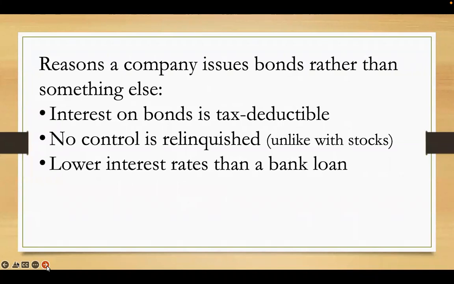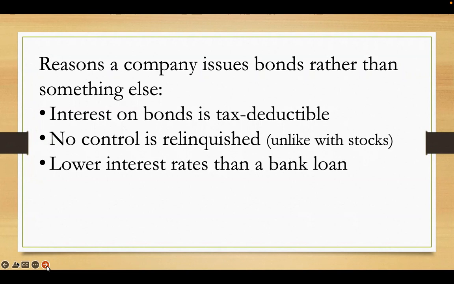So a reason that a company might issue bonds rather than something else is that the interest is tax deductible. The company can use the interest that they pay on the bonds as a tax deduction, so it will lower their taxable income, and they'll pay less taxes. Bonds do not relinquish any control in the company, whereas if they issue stock and people buy stock, those people are actual owners of the company, so they lose some control.